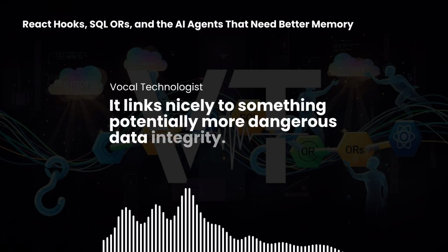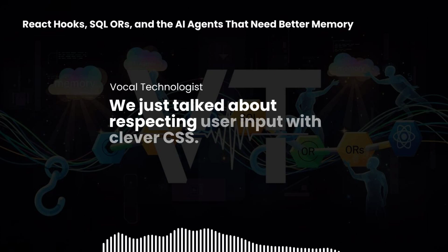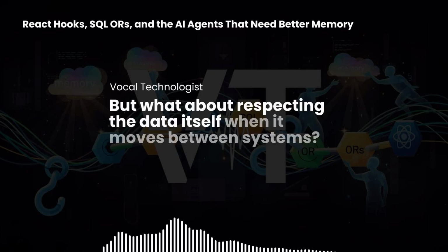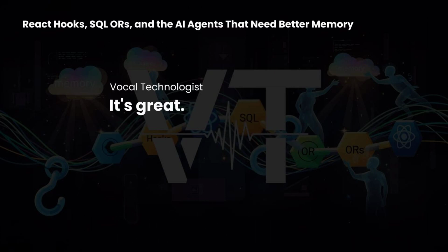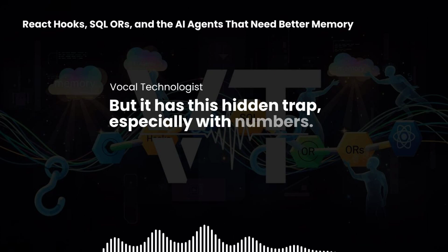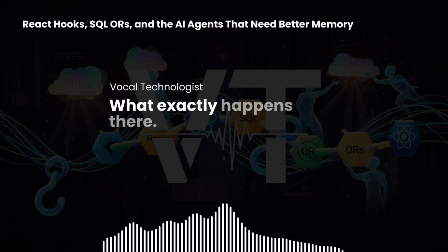Okay, that idea of respecting the platform, minimizing dependencies, it links nicely to something potentially more dangerous: data integrity. We just talked about respecting user input with clever CSS, but what about respecting the data itself when it moves between systems? Let's talk JSON. Yeah, the universal format. It's great, but it has this hidden trap, especially with numbers. Right, the precision pitfall. What exactly happens there?